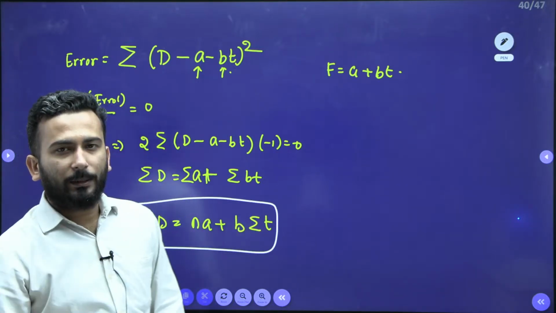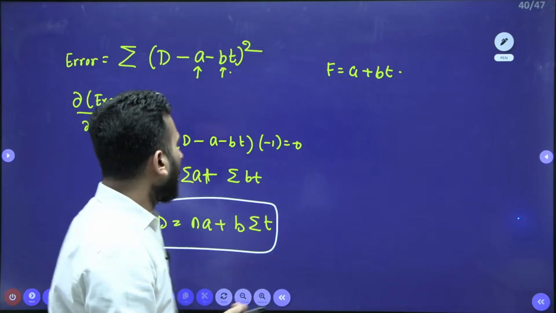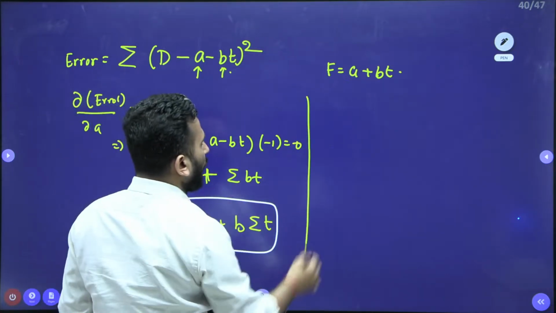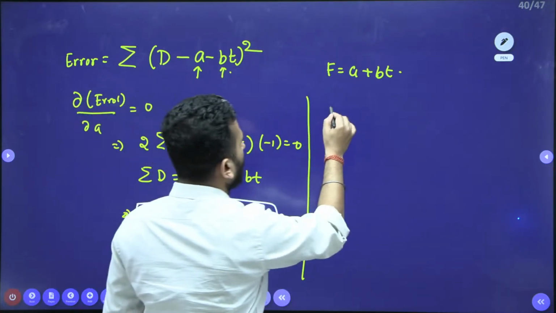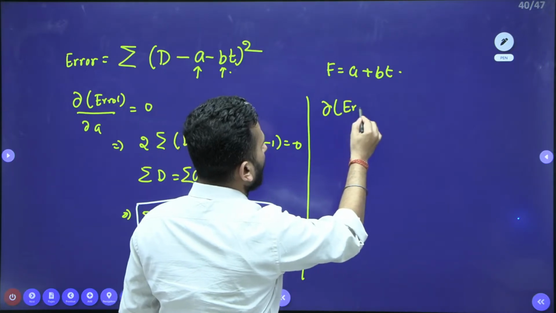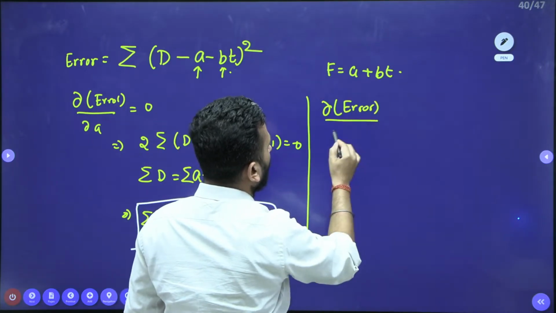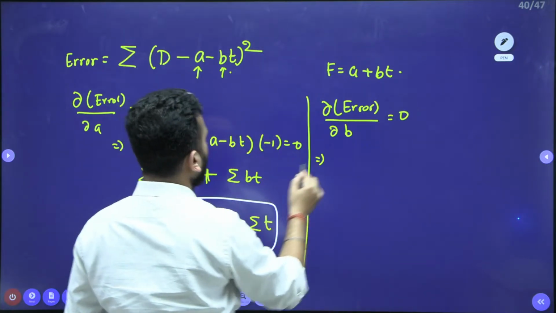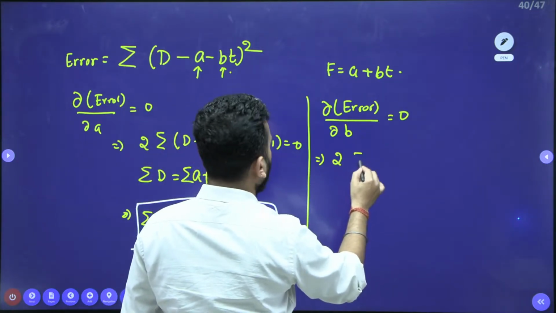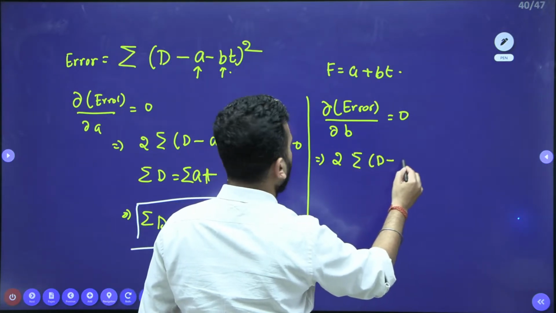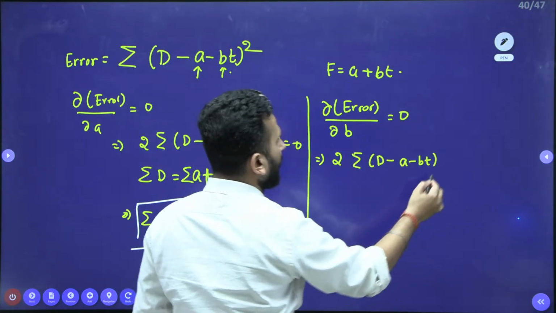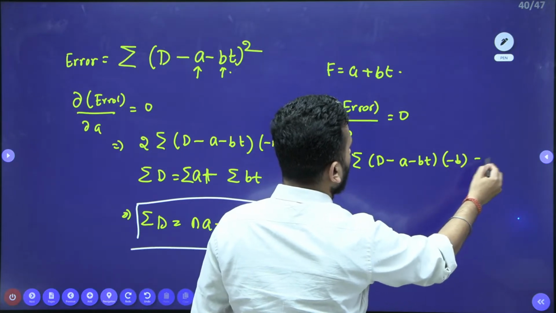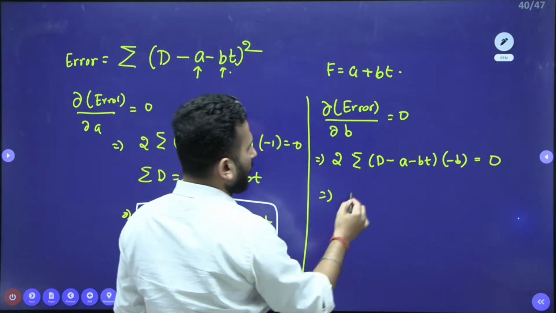This is one expression. And one more variable is there, the b variable. So if you differentiate the error function with respect to b and put it equal to 0, what are we getting, my dear friends? 2 summation of (d minus a minus bt) into minus t is equal to 0. Yes or no? So just check.